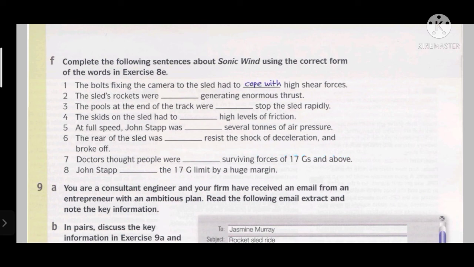Yes, well done. At full speed, John Stapp was subjected to or exposed to several tons of air pressure. Number six, the rear of the sled was blank, resist the shock of deceleration and broke off.